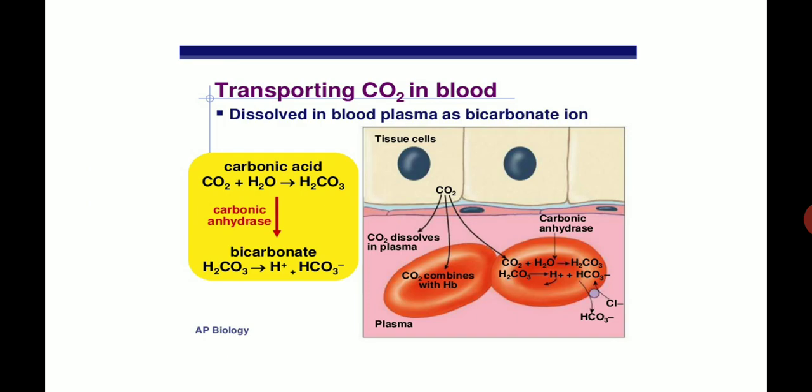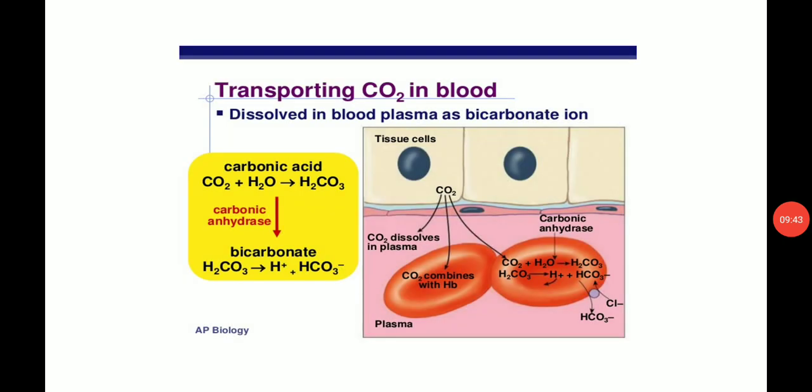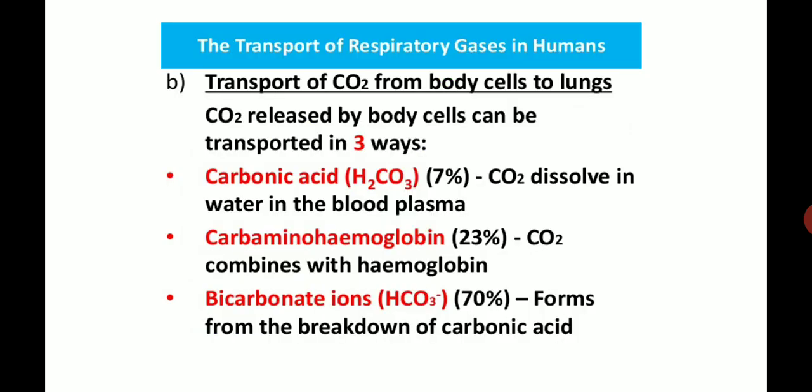Coming to the transport of carbon dioxide in blood, carbon dioxide is dissolved in blood plasma as bicarbonate ion. In this slide, you can see that carbon dioxide reacts with water to form carbonic acid. The enzyme responsible here is carbonic anhydrase. The carbonic acid once formed dissociates into hydrogen and bicarbonate ions. So, we can say that the carbon dioxide released by the body cells can be transported in three ways.